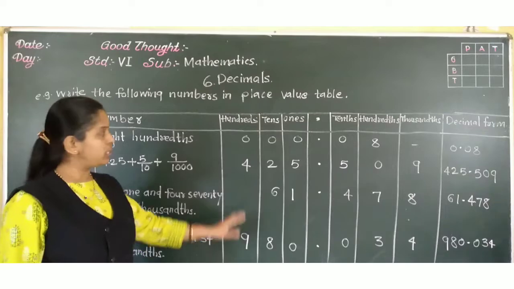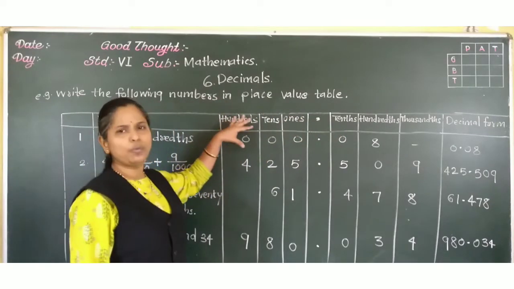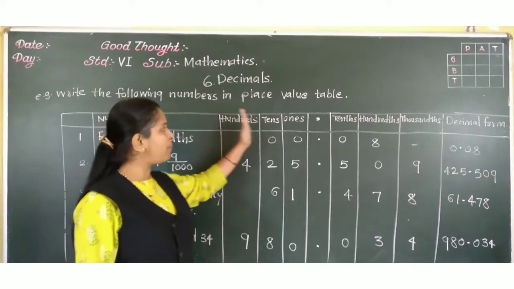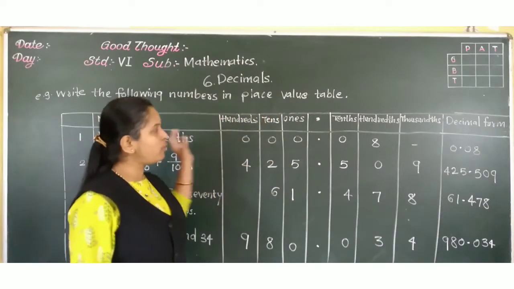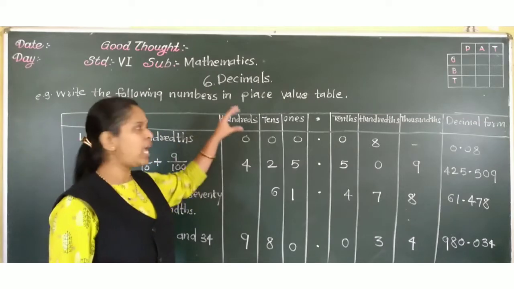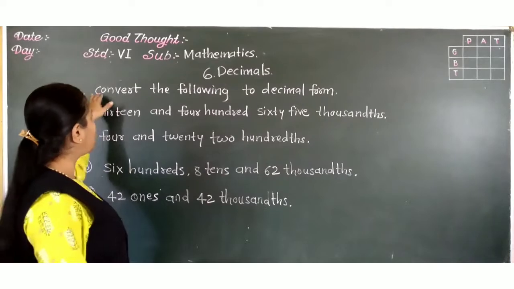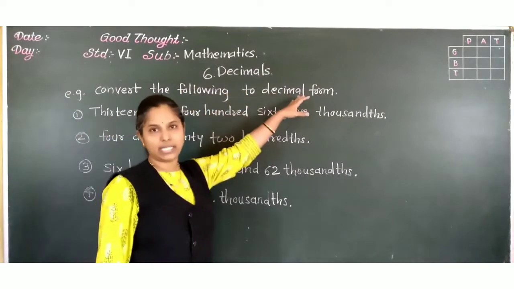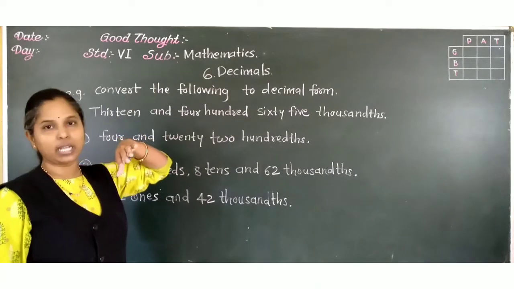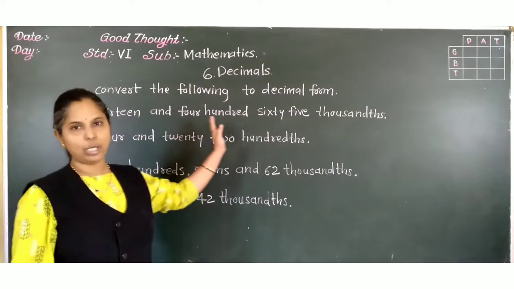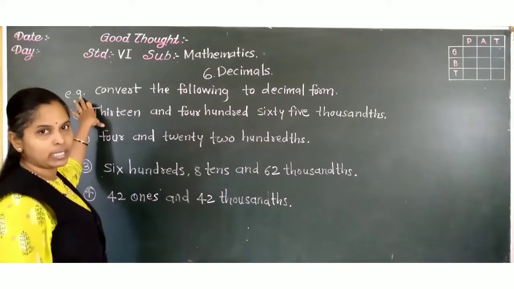Okay, understood? This is the place value table. Place value table means what? We have to mention the places, and in those particular places which digit will come, that we have to mention. Okay. Next type of question may be convert the following to decimal form without using decimal table or without using that place value table.